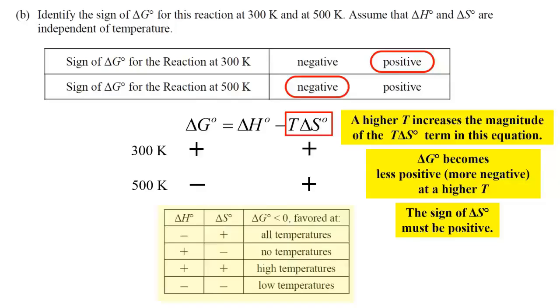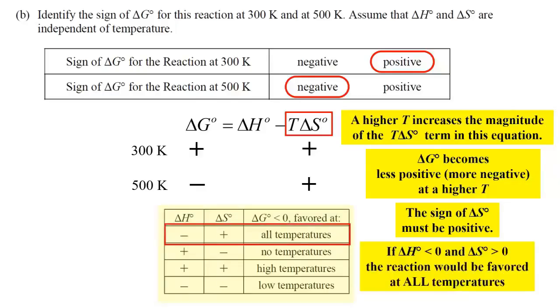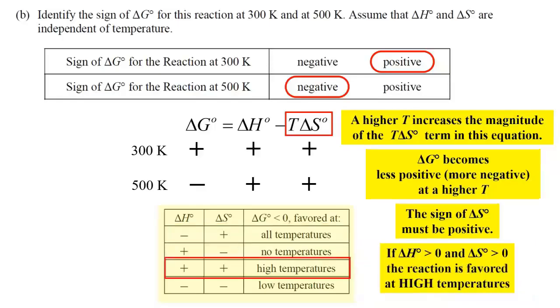If the sign of delta H were negative and the sign of delta S is positive, it would be favored at all temperatures. But that's not what's happening. It's actually switching from being not favored to favored when we raise the temperature. So the scenario is actually this, where we have positive delta H, positive delta S, and then this reaction is favored, but not at all temperatures, only at high temperatures.